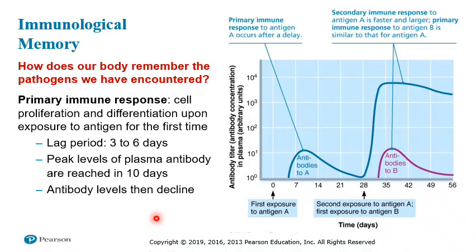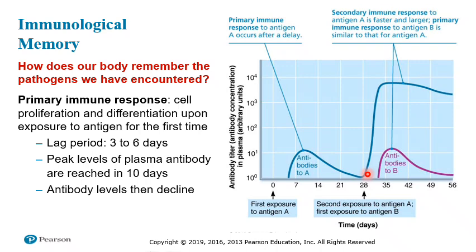The white blood cells will continue to produce antibody until they feel that there's already enough antibody in the plasma. Then they will stop producing antibody. It will decline. This is the peak for the antibody production during the first exposure to the antigen A.